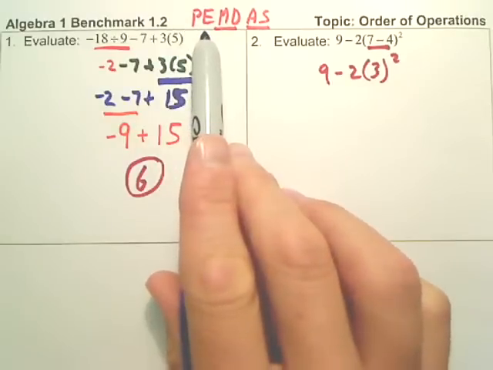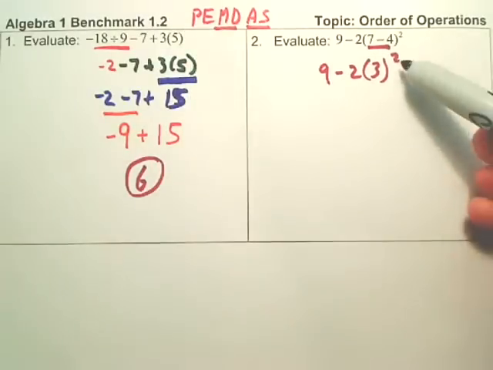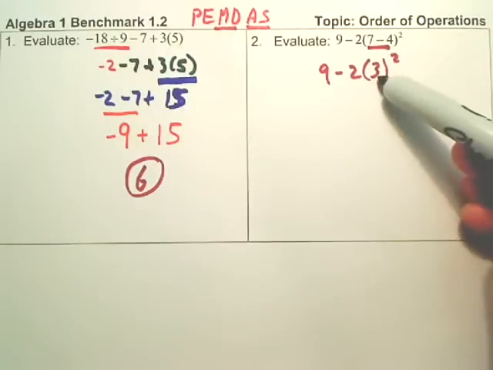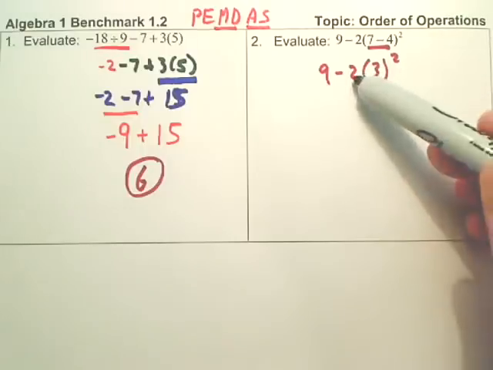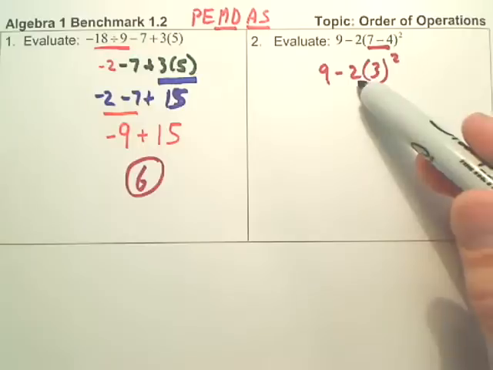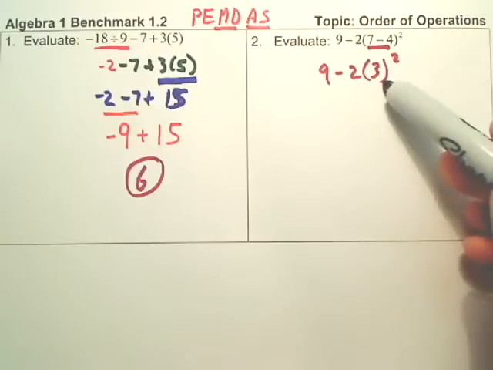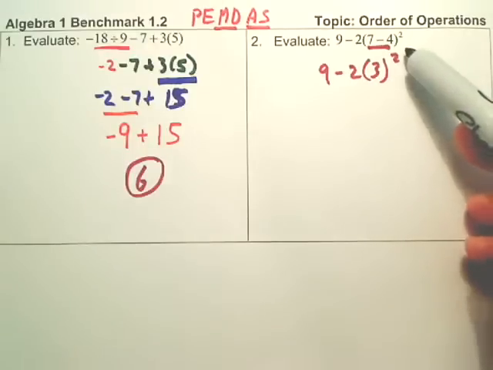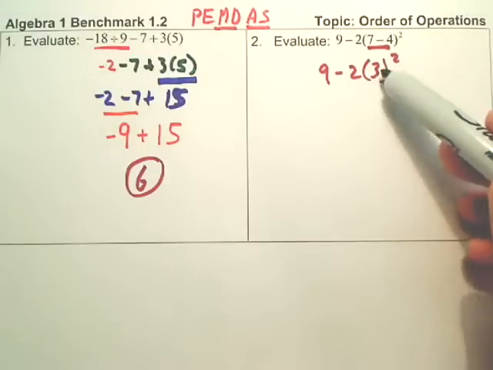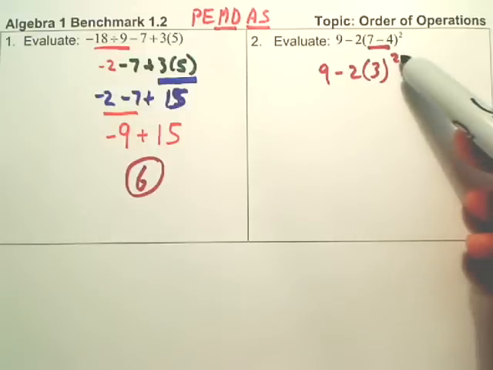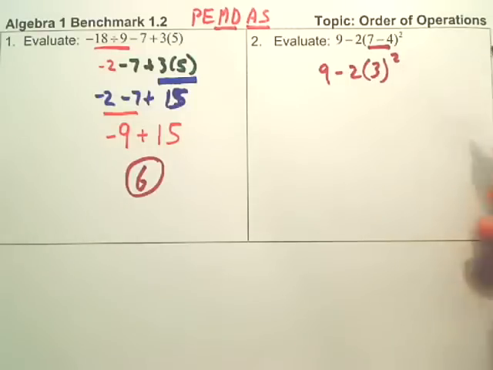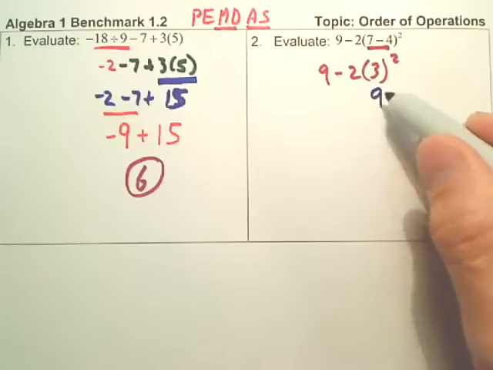Is there an exponent? Yes. Now, do you understand that squared only goes to the 3? That squared has nothing to do with this 2. A lot of people want to multiply 2 times 3 and then square it. That squared only goes to the 3. So 3 squared means 3 times 3. What's 3 times 3? 9.